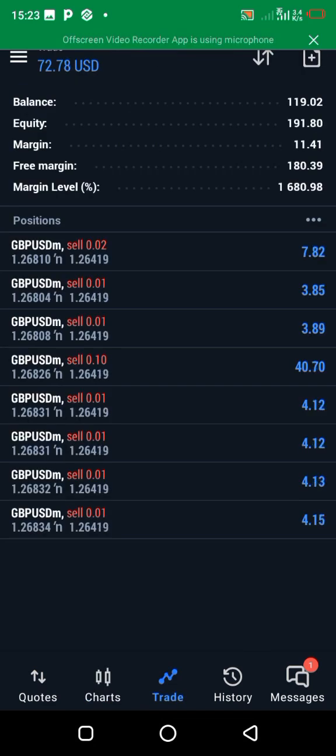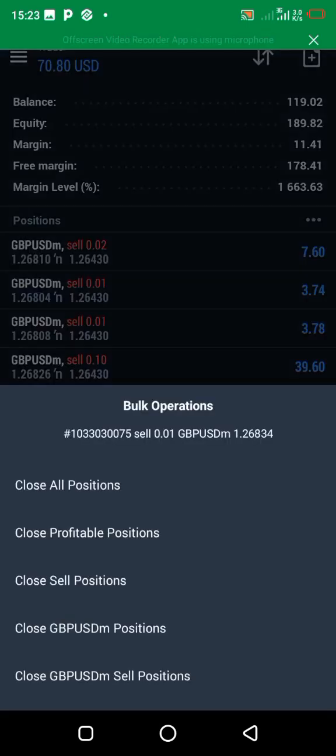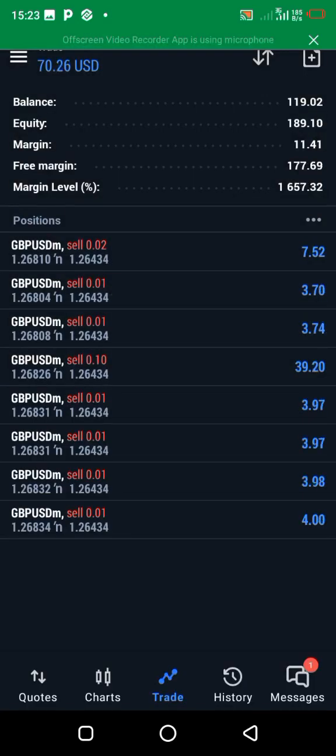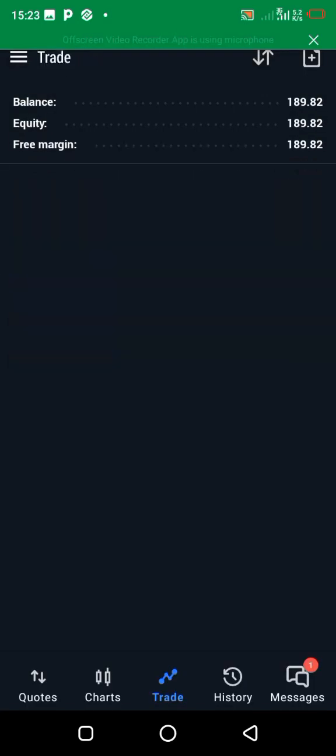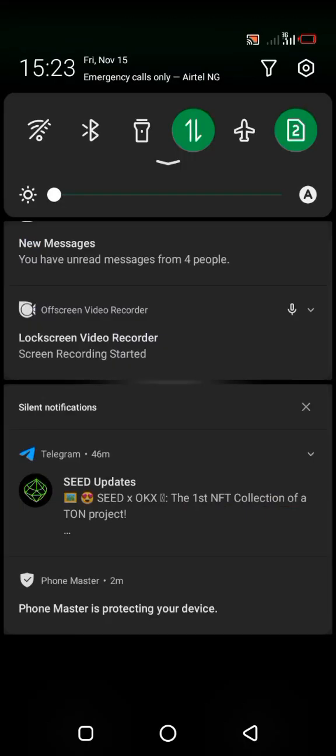So guys, I'm about to close all these trades. I'm going to close out all these trades, guys, because I'm already done for the day. I'm just closing out all my positions. Now let's go back to the trading. So the market exactly hits our TP. Market hits our TP, and the market is going to soon go down.